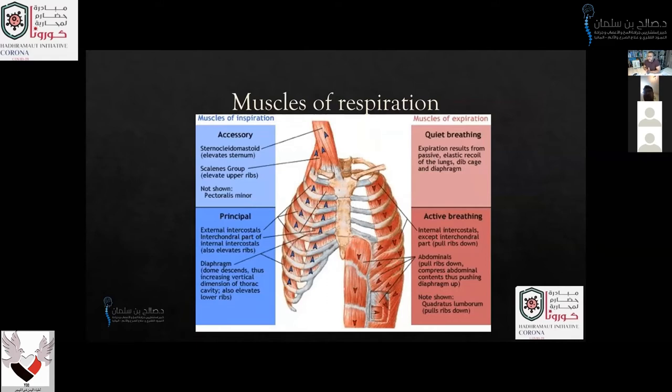As for the muscles of respiration, we have two groups. For inspiration, we have accessory and principal muscles. Accessory muscles are the sternocleidomastoid and scalenus groups, which elevate the ribs and the clavicle upward to allow the inspiration process. Principal muscles are the external and internal intercostal muscles, which are innervated from the intercostal nerves. We will come later on to how important that is. The muscles of expiration are the internal and external intercostals, and the abdominal muscles, rectus abdominis and quadratus lumborum, which pull the ribs downward with the diaphragm to allow the expiratory function.